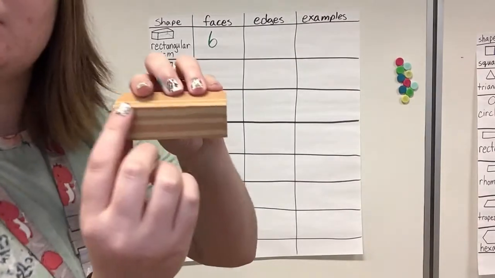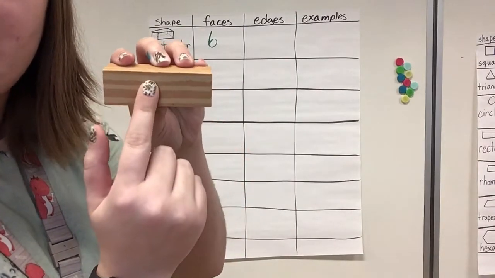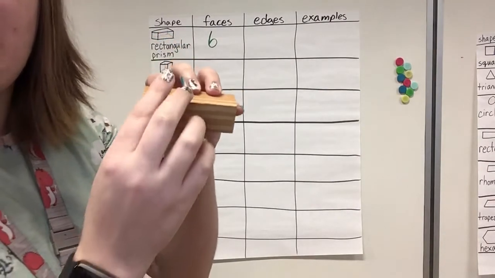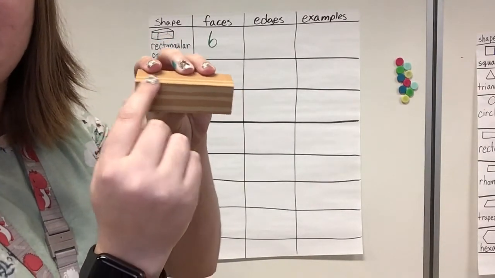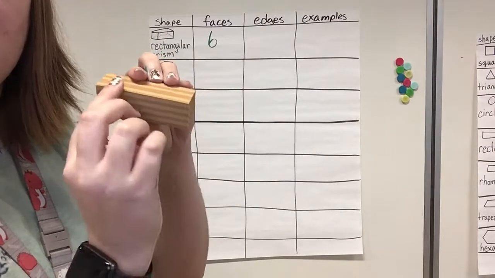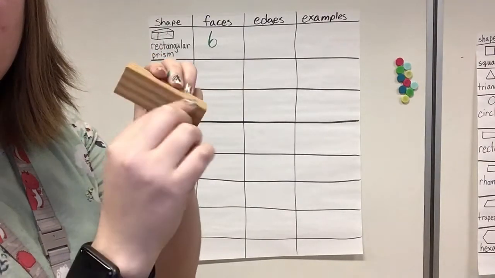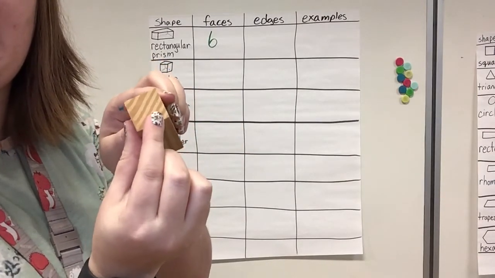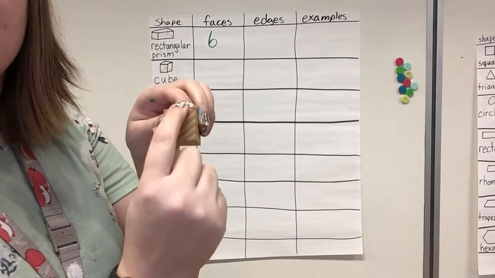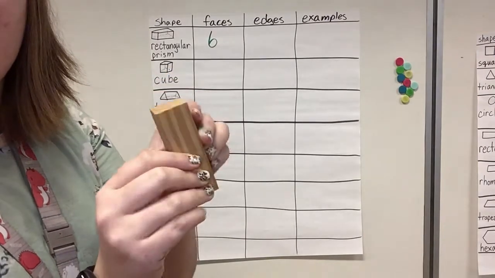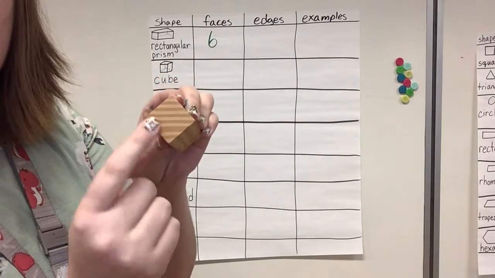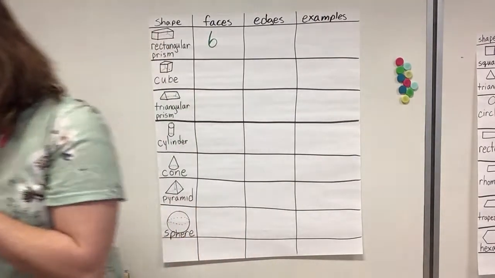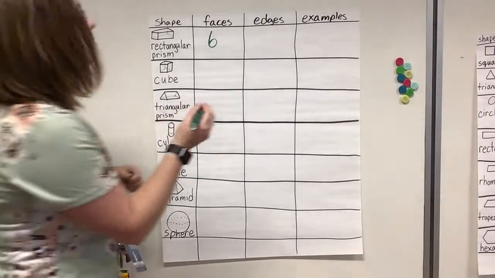Now we have to count what's called the edge. The edge is the line where the two faces meet. So there's a face here and here. Here is the edge. So now we have to count all the edges. Ready? 1, 2, 3, 4. Now we're going to look over here. 5, 6, 7, 8. And we have to go to the other side. 9, 10, 11, 12 edges. Wow, that's a lot. Let's write that down.